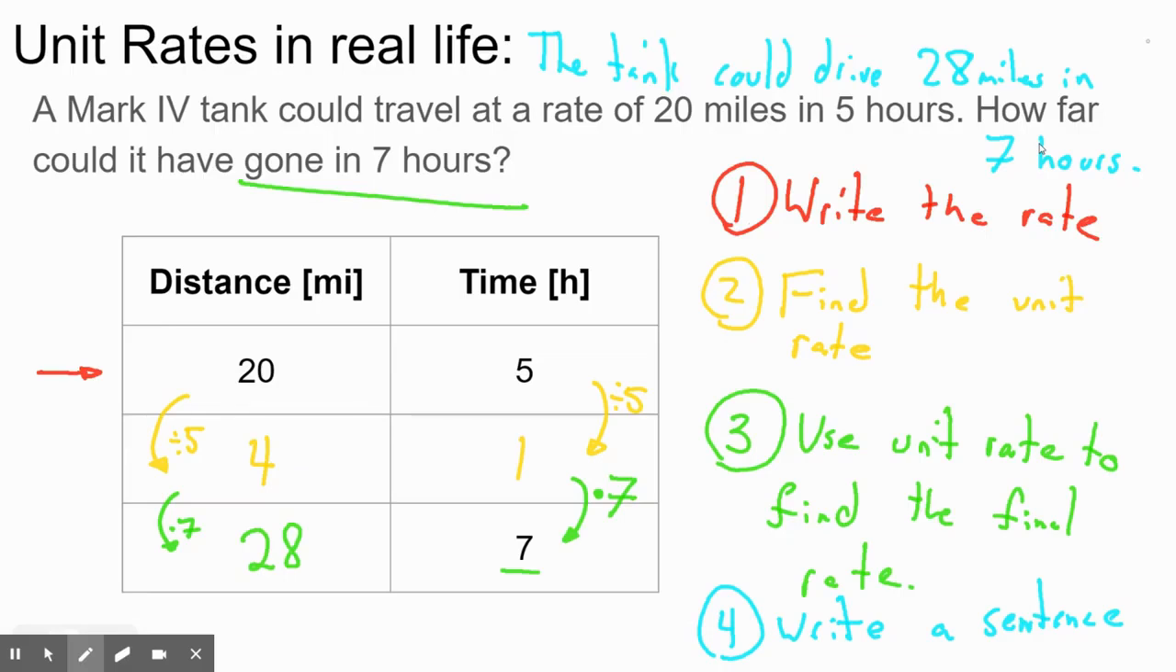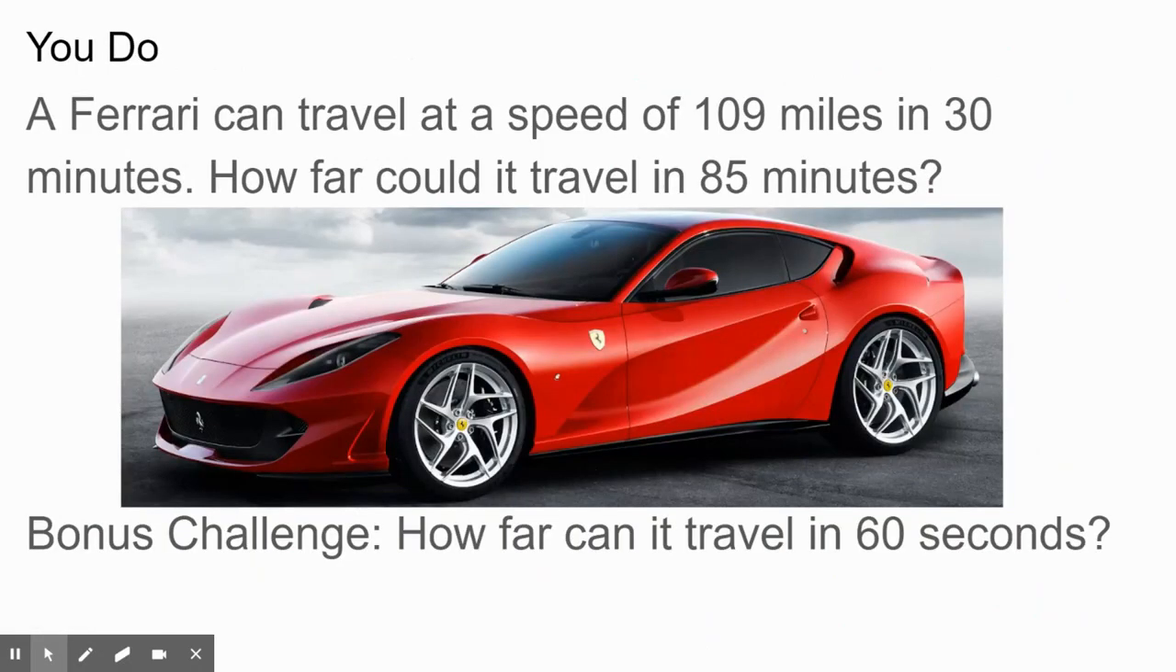But that's it. 3 easy steps plus write a sentence. Not too bad. Pause the video if you need to write any of this down. We went through it kind of quickly. And then we're going to do our UDO problem. Our UDO for today, you have a Ferrari that can travel at a speed of 109 miles in 30 minutes. You're going to figure out how far it could travel in 85 minutes.